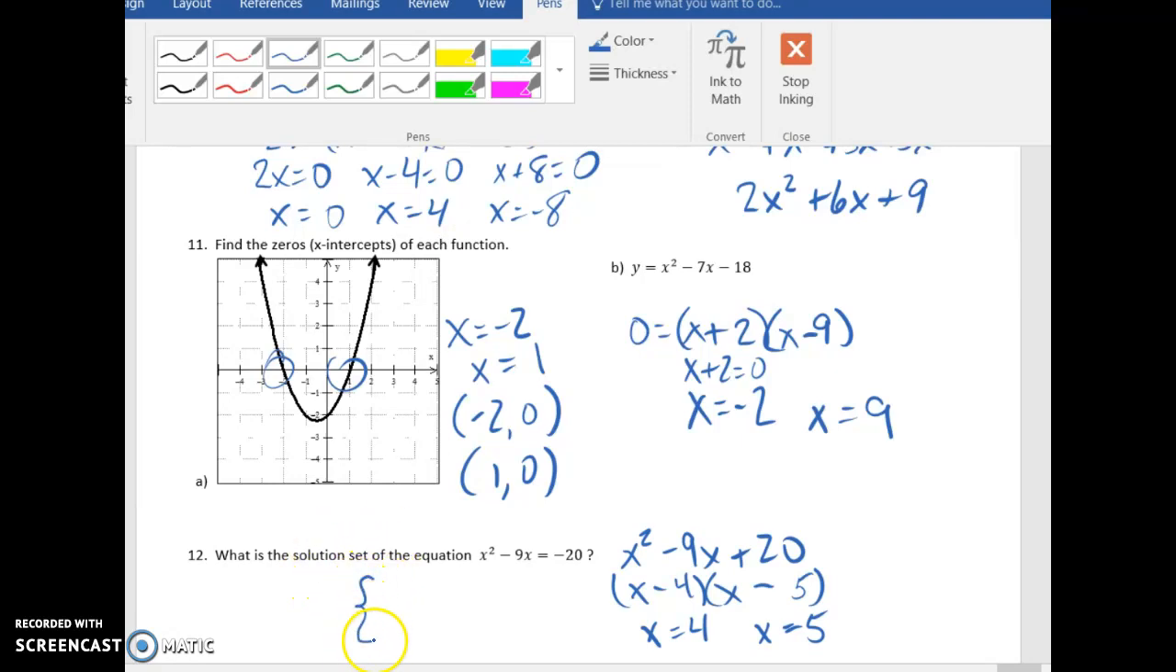And I notice this says, what is the solution set? So you're going to see a solution set written in kind of brackets like this, as just a list of numbers inside the brackets like that. That's it.